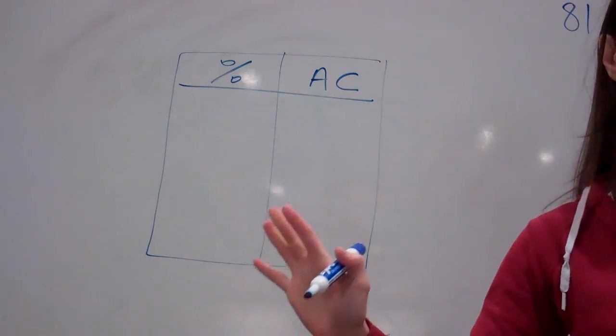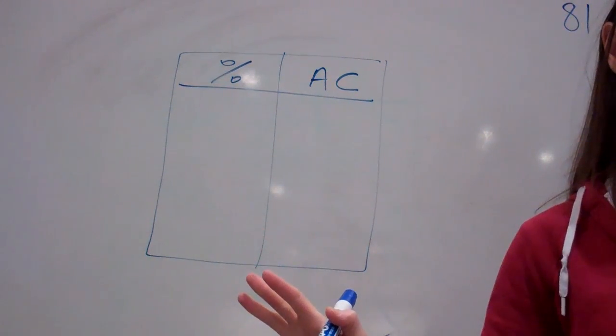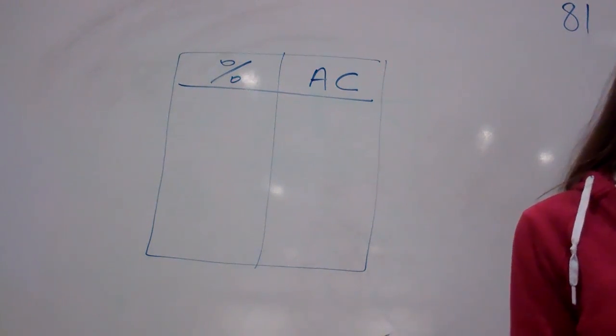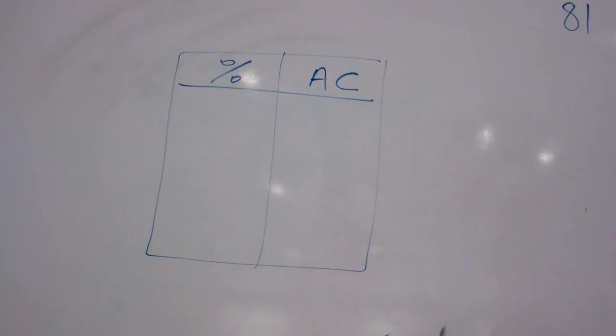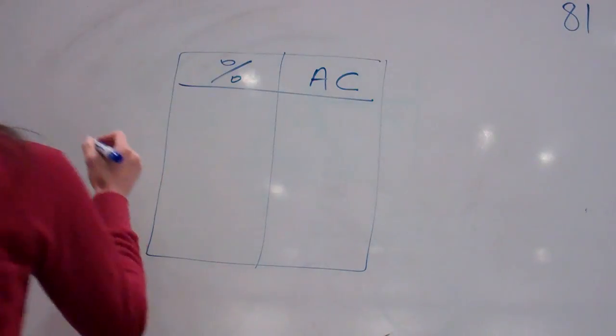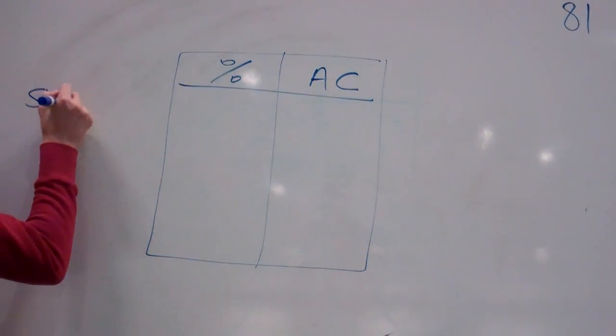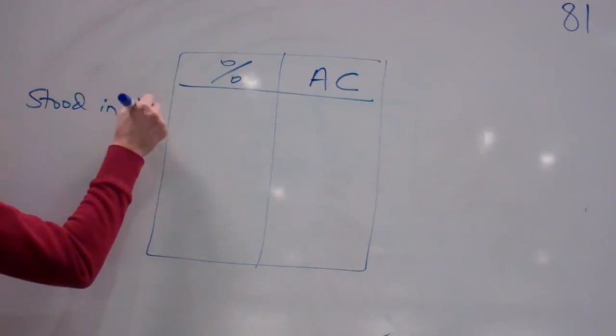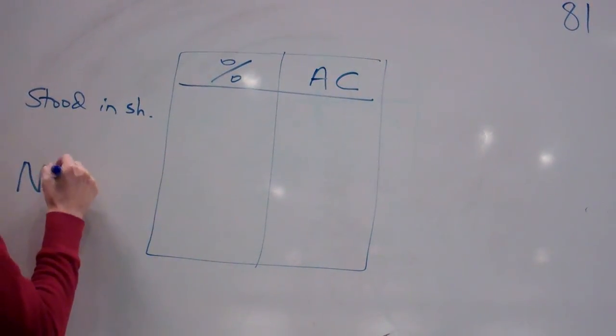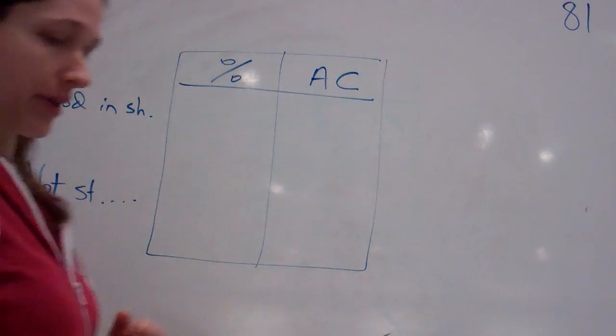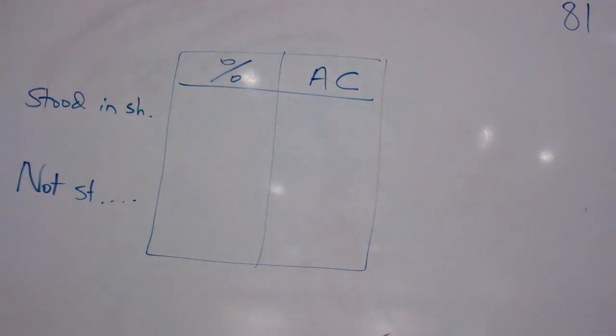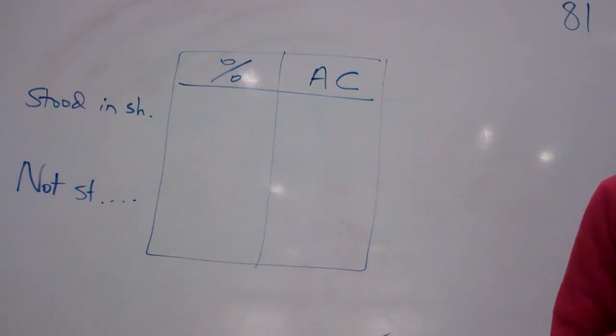So, what two things are we comparing? Stood in the shade and didn't. Which part of the herd stood in the shade and which did not? So I'm going to put off to the left, stood in shade and not. There we go. Okay? So the ones that stood and the ones that did not. We need a total? And then we're going to add a total, okay?